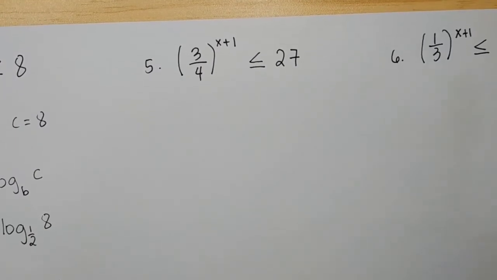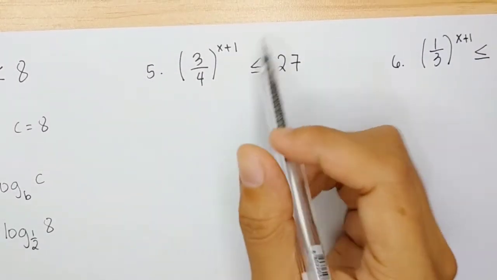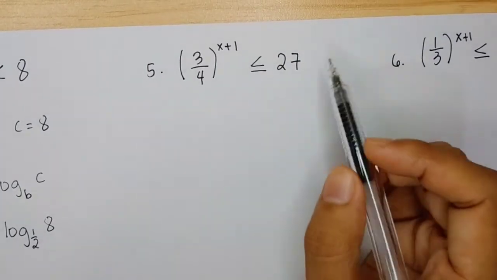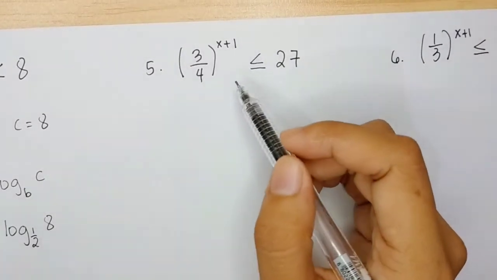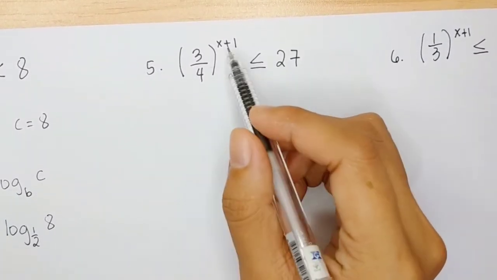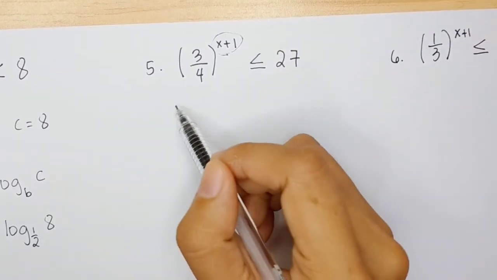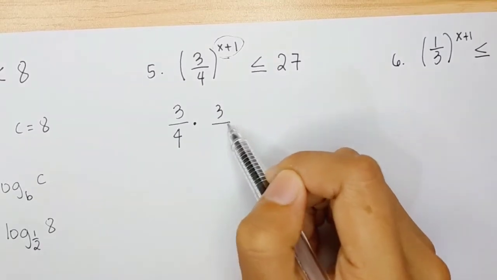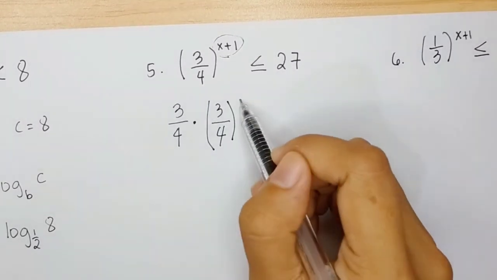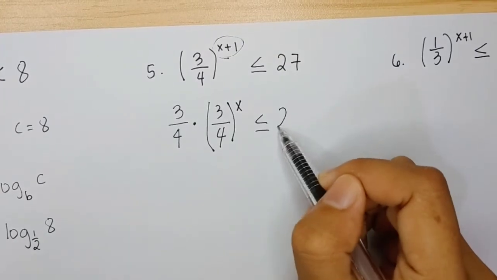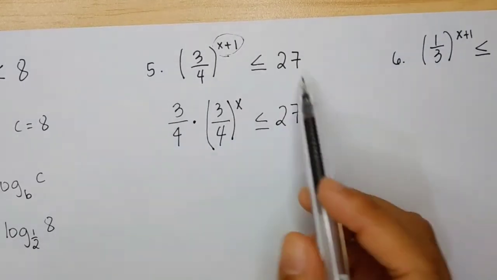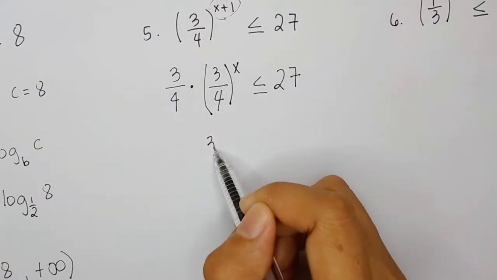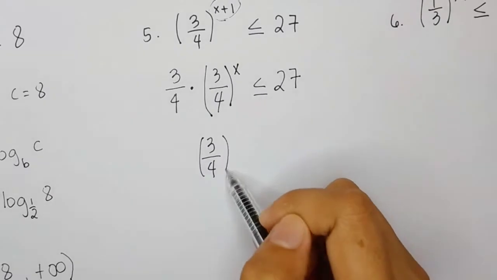We have here 3/4 raised to the power of x plus 1 is less than or equal to 27. So we have here, copy natin yung, di ba yung exponent natin is x plus 1. So the same yung sa kanina, that is 3/4 times 3/4 raised to the power of x less than or equal to 27. So, divide natin yung whole expression ng 3/4. So, we have 3/4 raised to the power of x.